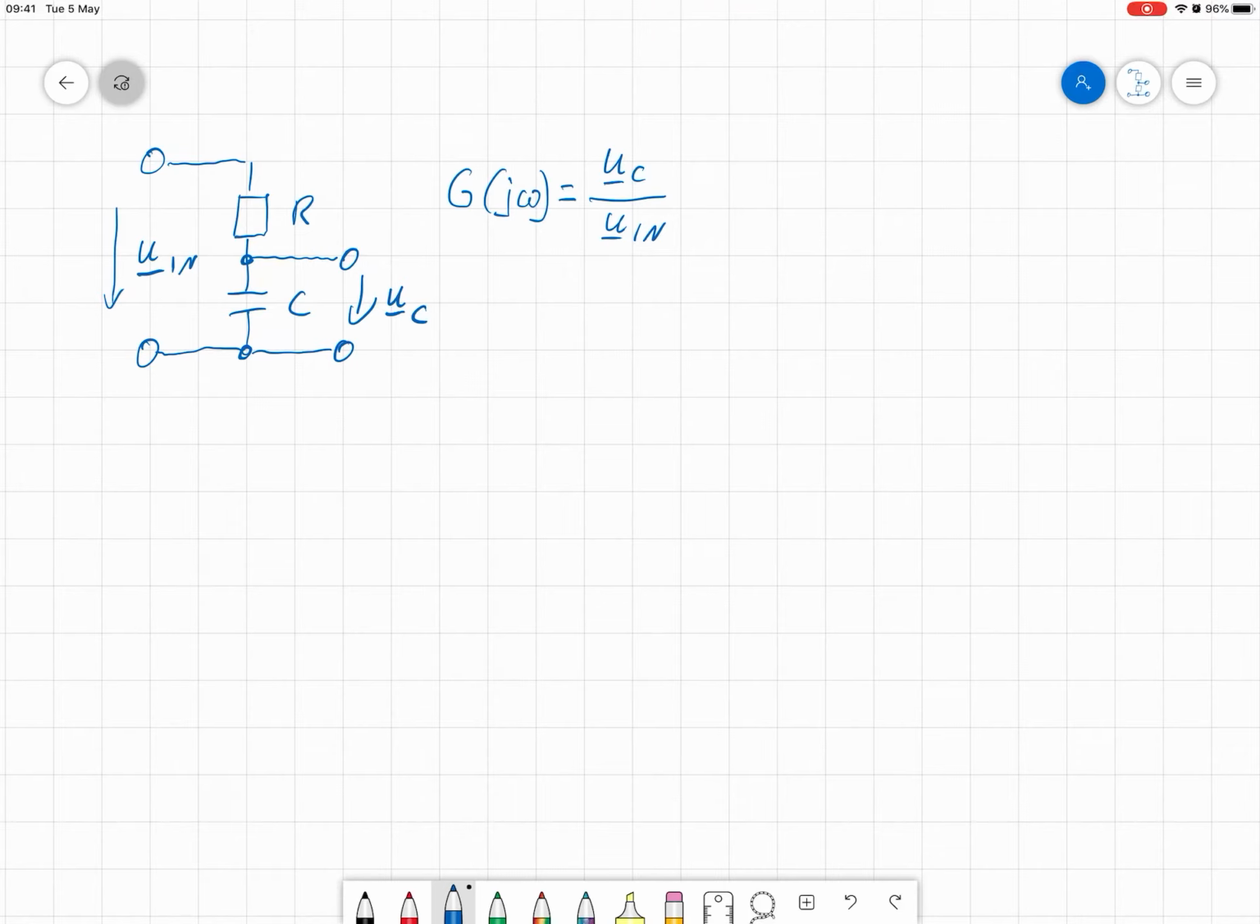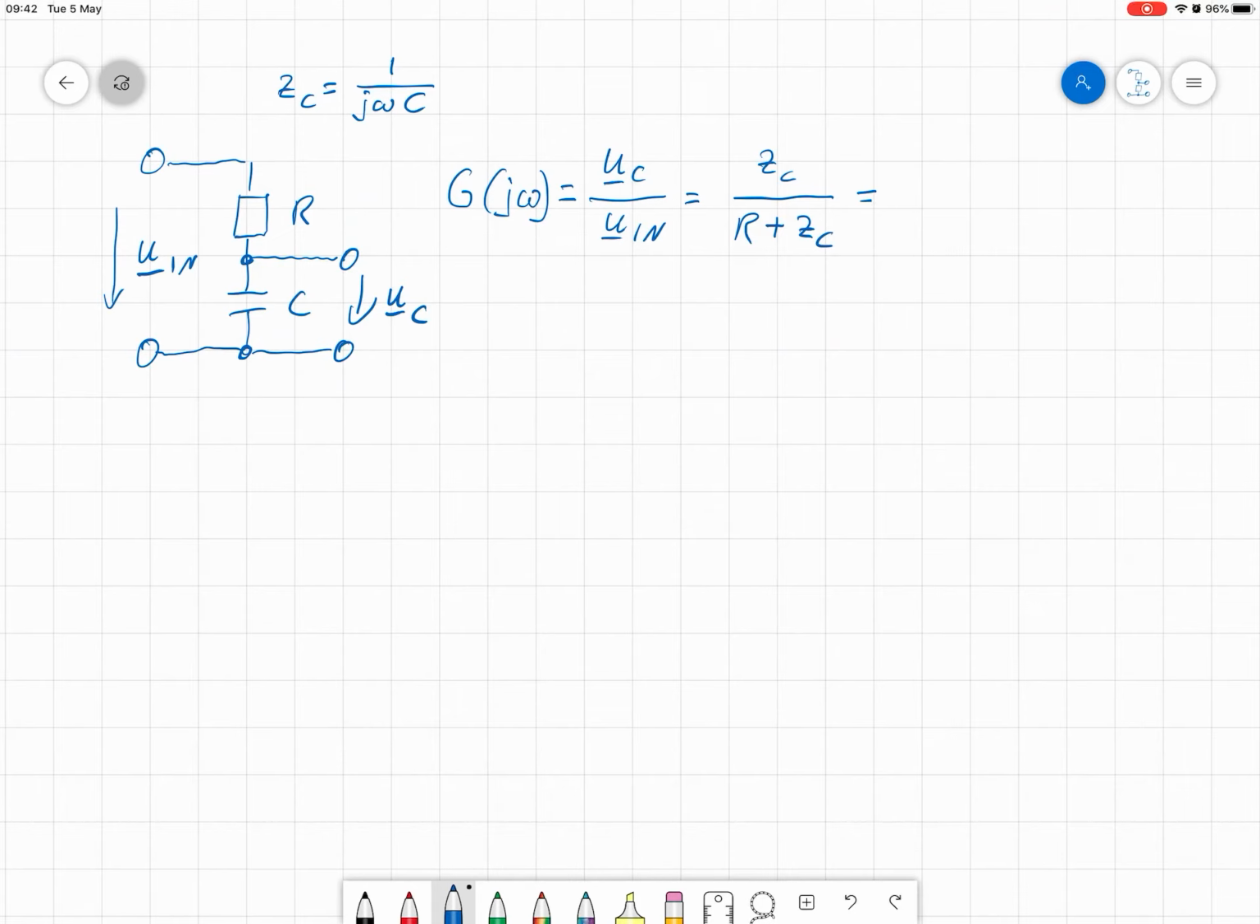We can apply the standard voltage divider rule, where we have the impedance of the capacitor divided by the sum of the impedances. The impedance of the resistor is just R, and the impedance of the capacitor again ZC. Now we look up the impedance of a capacitor and we find ZC is equal to 1 over j omega C, where j is the imaginary unit, omega is a frequency, and C is the capacitance of the capacitor.